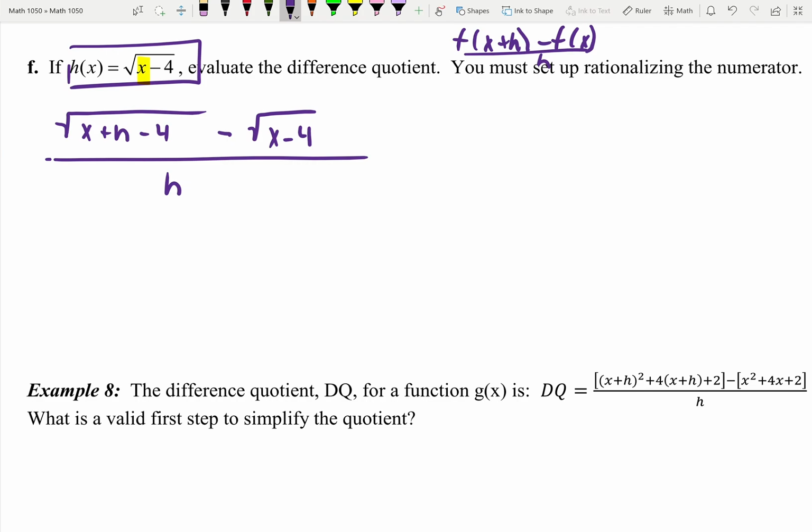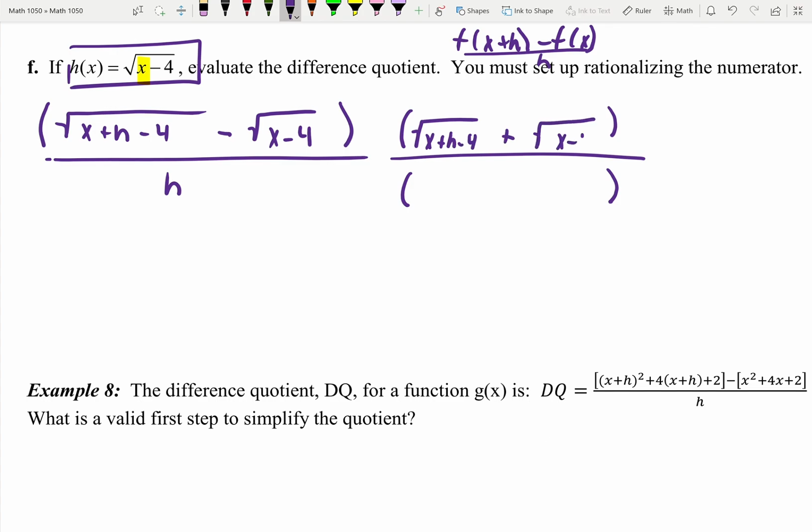That's your first step. Now, if you were rationalizing the numerator, you must put parentheses here, and then you're going to multiply the top and the bottom by the same thing, which is exactly that with the middle sign changed. So it's the square root of x plus h minus 4 plus the square root of x minus 4, and the top and the bottom of those things will always match. You're multiplying the top and the bottom by the same thing. That's your answer. That's all you do.